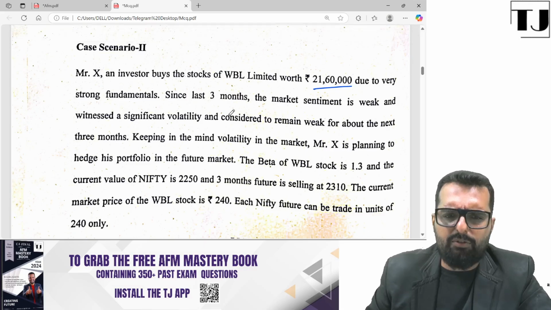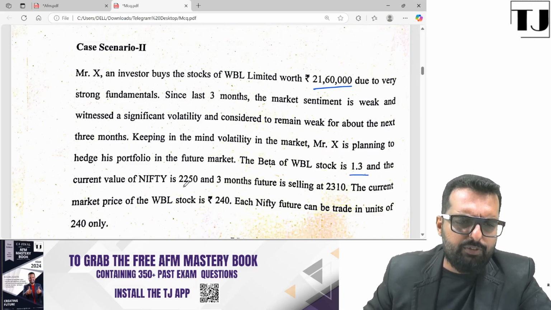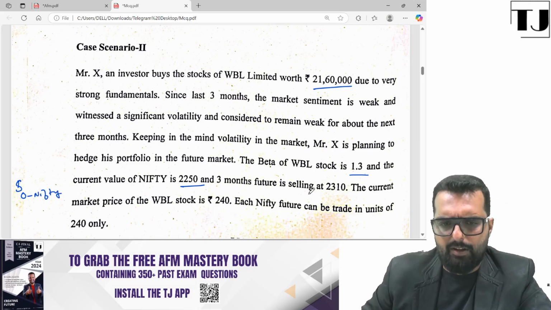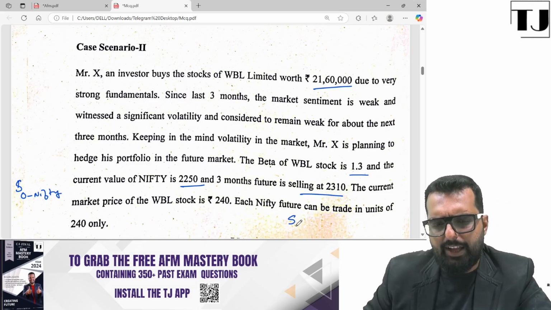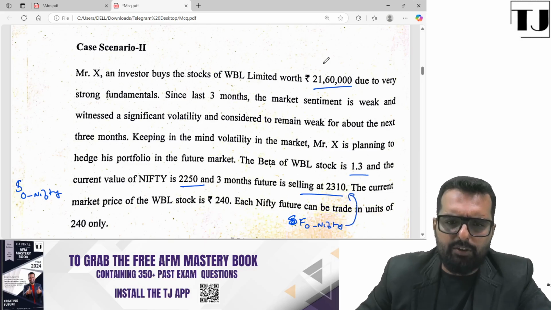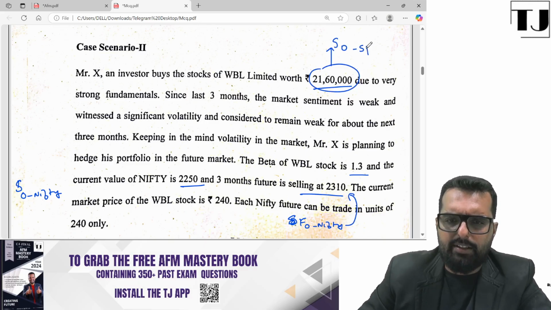Okay, very strong fundamentals, marketing mind, beta is given over here. Nifty spot, this I'll call S0 Nifty. This is future, so it is going to be F0 Nifty. That is 2310. They have given you the spot, and this is your S0 in the spot market.